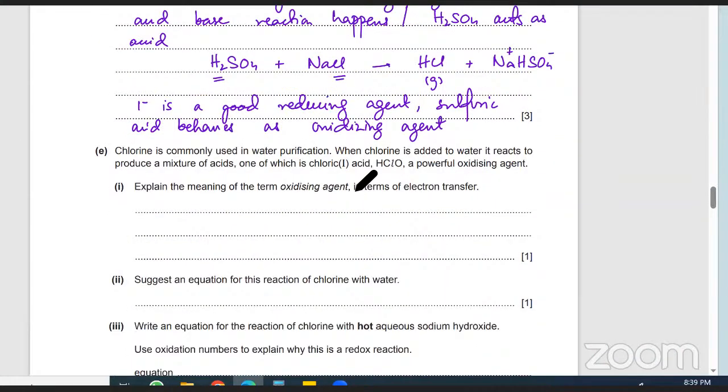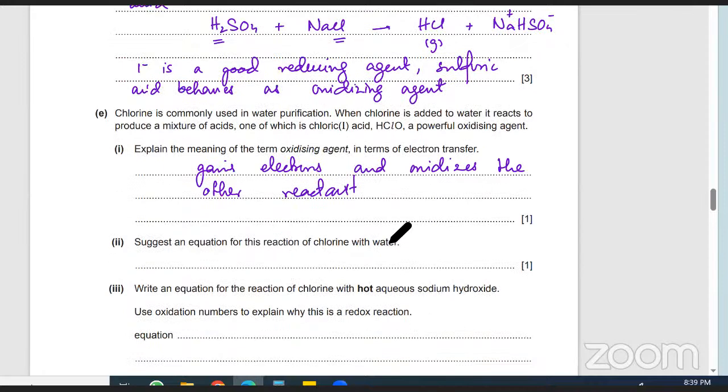Explain the meaning of the term oxidizing agent in terms of electron transfer. So gains electrons or loses electrons? What does an oxidizing agent do? Gains electrons. Okay, so it gains electrons and oxidizes the other substance. It itself will get reduced.